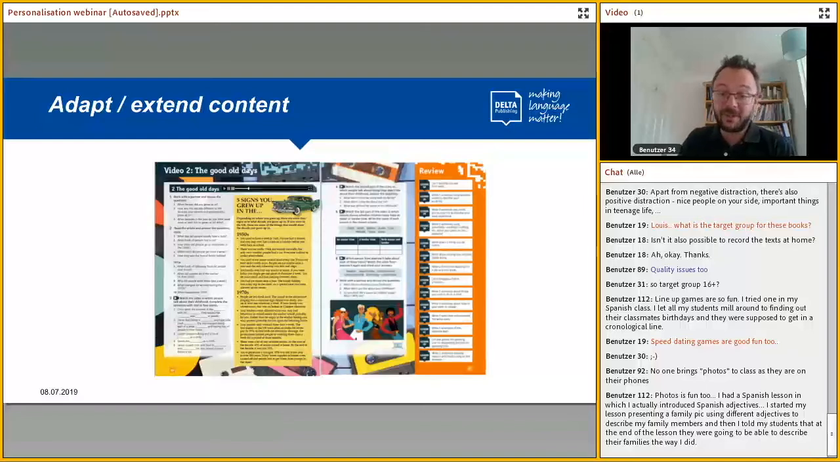Yeah, you could use adjectives to describe family members, which is a great way. You could talk about their personality, or in a very simple way about how they look, their appearance and things like that. I think there's a lot you can do with photos personally.